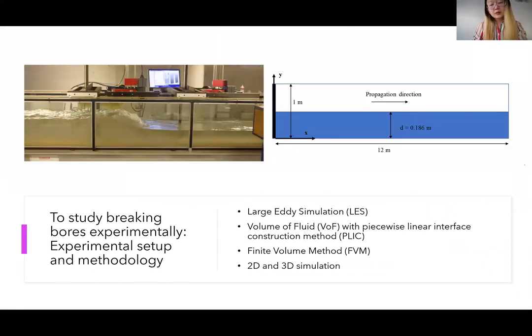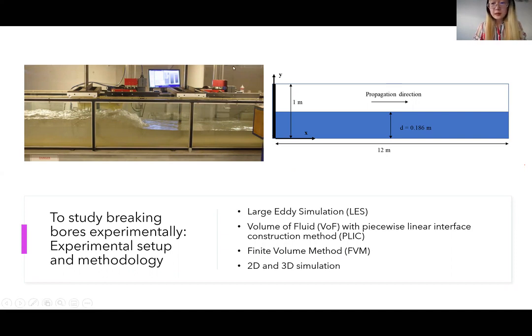So going to numerical studies, specifically CFD, I used large eddy simulation in this case to simulate the breaking wave. I used three experimental data sets as the reference, boundary, and initial conditions. And because this is a two-phase flow, I used VOF for resolving the interface between air and water. We used a finite volume method for the discretization, and both 2D and 3D simulations were carried out.